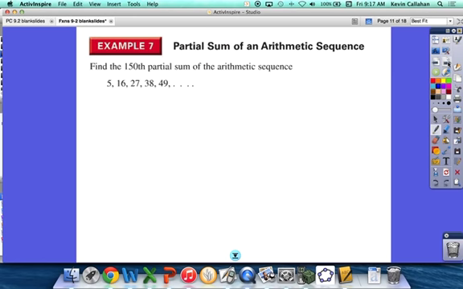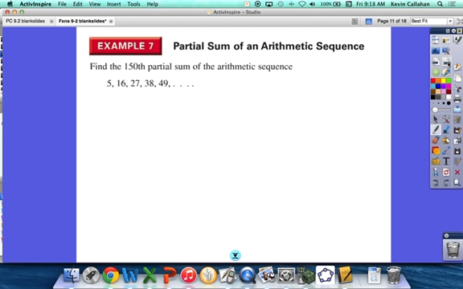Okay. Find the 150th partial sum of this arithmetic sequence. Again, that's something somebody, believe me, will write down 150 terms and start adding them up. But you don't want to do that, right? You want to work smart, don't just work hard.